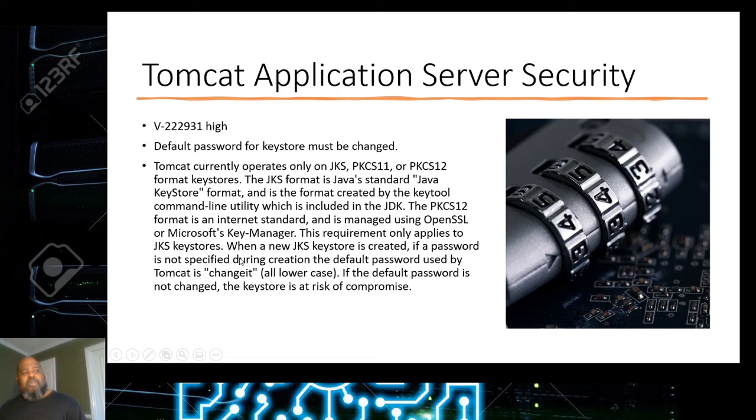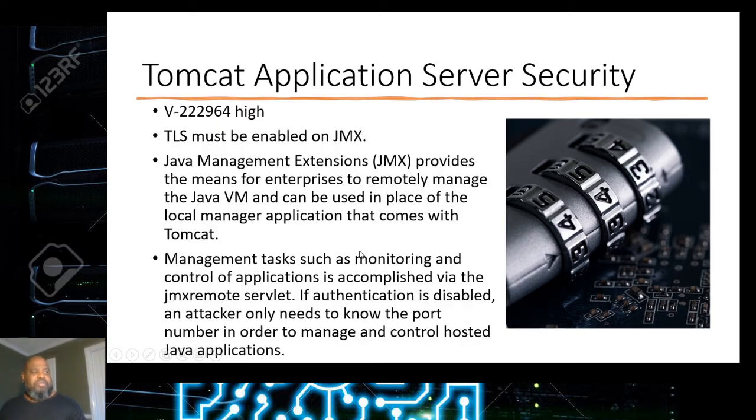Default passwords on the keystore must be changed. Tomcat currently operates only with JKS and PKCS format keystores. The JKS format is the Java standard keystore format, created by the keytool command line tool, which is included with the JDK. It can also be managed using OpenSSL or Microsoft Key Manager. This requirement only applies to JKS keystores. A default password is used by Tomcat if a password is not specified during creation, and that default is changeit, all lowercase. If the default password is not changed, the keystore is at risk. So basically, you want to change the default password on your Java keystore.